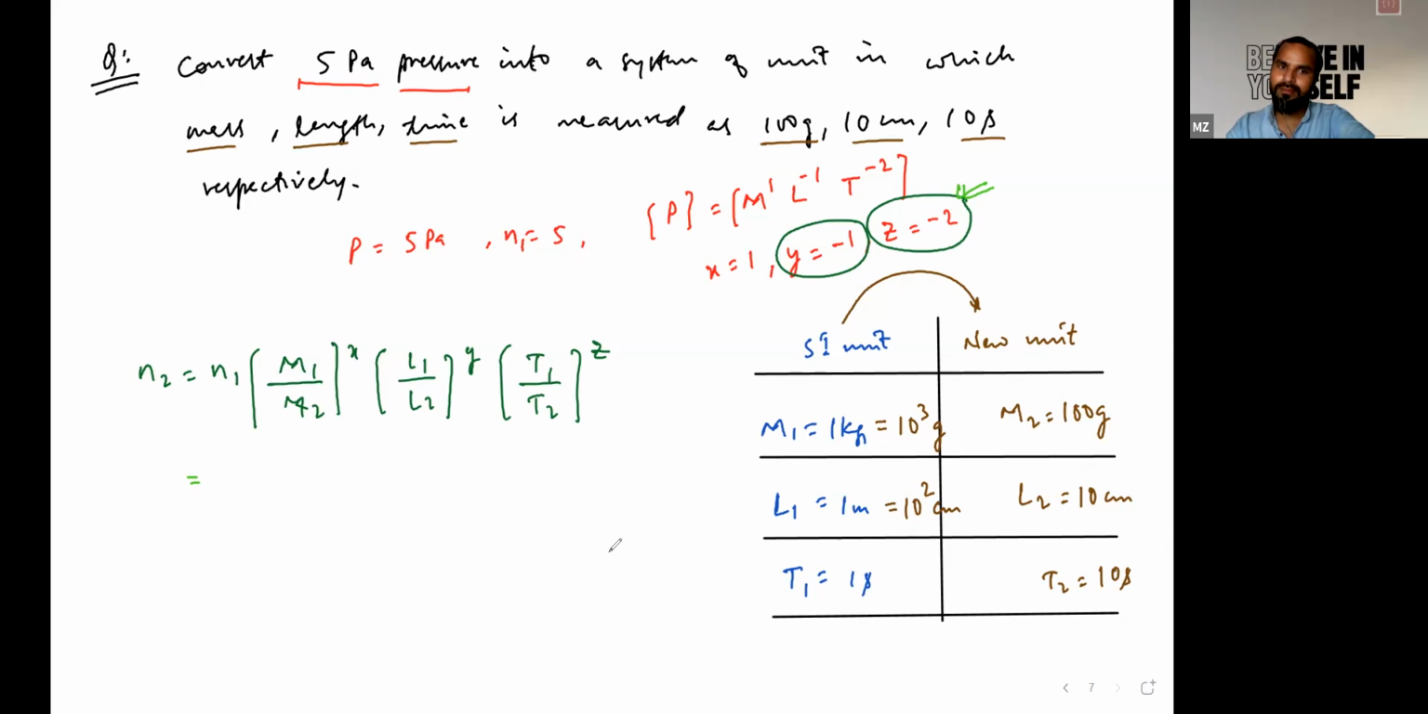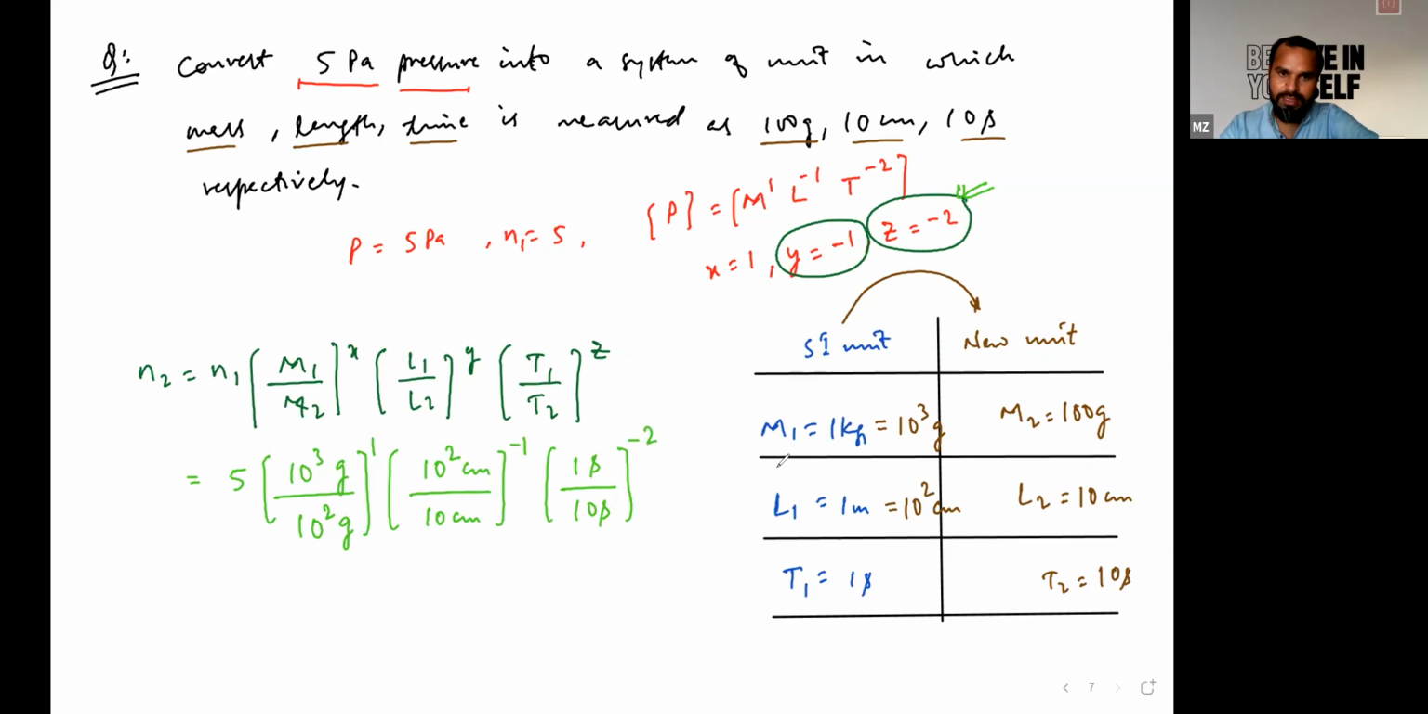Ikra, got your mistake? No, sir. Okay. Mariam, have you found your mistake? Okay. Let me solve. Here we have n1, which is nothing but 5. So if you put the value of n1 as 5, m1 is 10 to the power 3, divided by m2, which is just 100, or we can write 10 to the power 2, whole to the power x, which is 1. Similarly, for L1, which is 10 to the power 2 centimeter, and 10 centimeter, whole to the power minus 1. For time, it is 1 second in SI system of unit and 10 second in the new unit, and the raised power is minus 2.